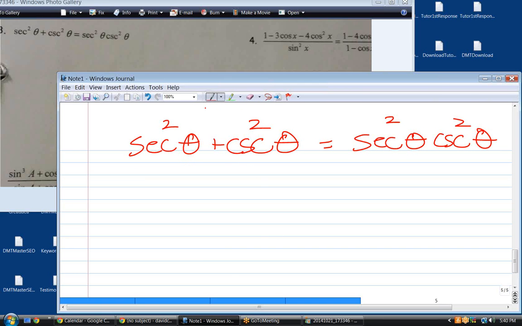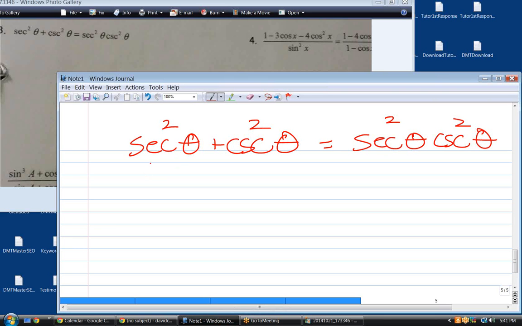Well, if I could turn secant into cosecant, or cosecant into secant, I would do it. But I can't. But I can turn each of these easily into sines and cosines. So let's turn the left into sines and cosines.